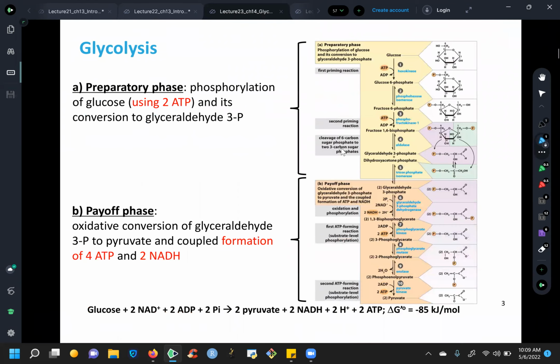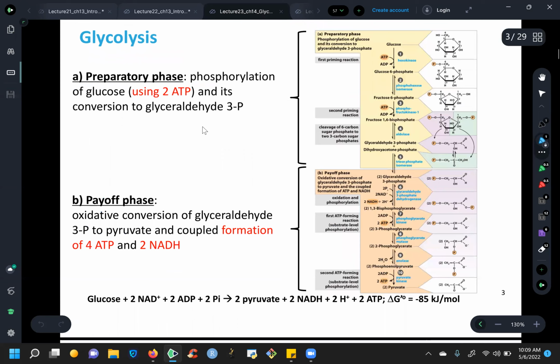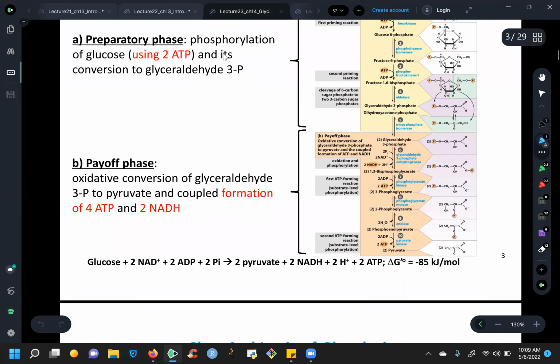So glycolysis, as we talked about, there are 10 reactions. 5 are the preparatory phase and 5 are the payoff phase. So in the preparatory phase, phosphorylation of glucose using 2 ATPs and its conversion to glyceraldehyde 3-phosphate. So you're using 2 ATPs.